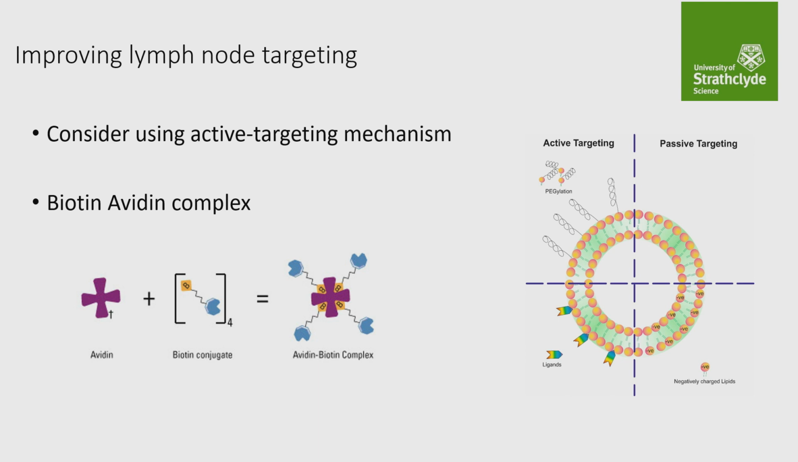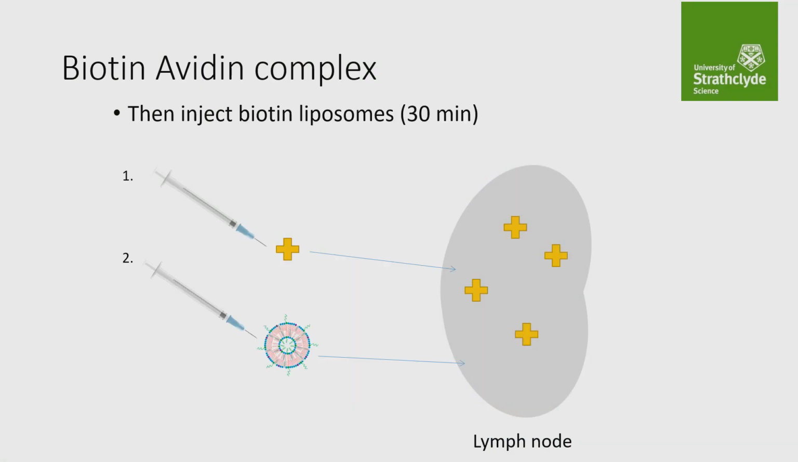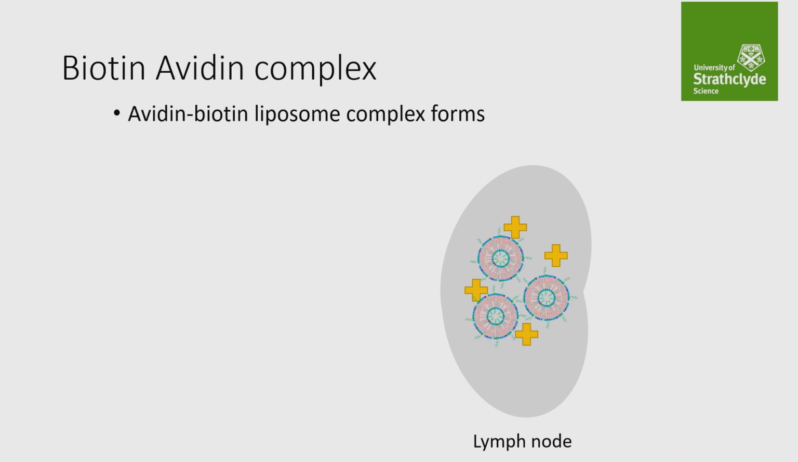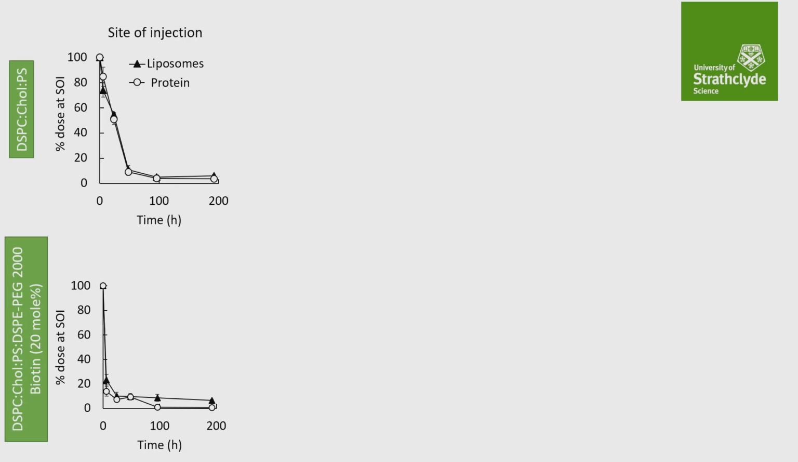So basically you have your liposomes and you put biotin on the surface, you predose with avidin and you form a complex. So we predose with our avidin, which moves to the lymph node. We then wait about 30 minutes, and we inject our liposomes with the biotin. They then go to the lymph node, we've already seen that. You get a cross-link, and then hopefully they stay at the lymph node. Is that useful for us?